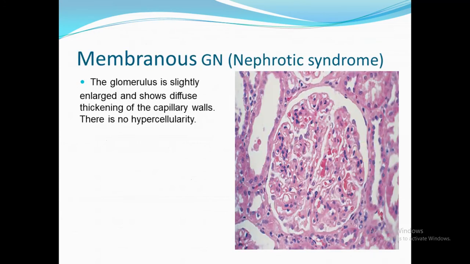Membranous glomerulonephritis also can cause nephrotic syndrome. Here there are enlarged glomeruli. The cellularity is normal, only the size is enlarged because of the diffuse thickening of the glomerular basement membrane. This is H&E, hematoxylin and eosin. We can see here there is thickened basement membrane, and this will cause glomerular enlargement, but generally the cellularity is normal.